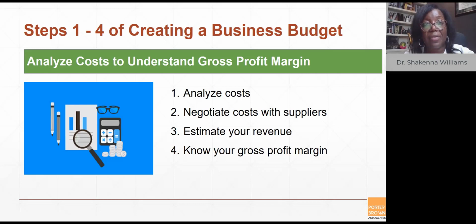Third, estimate your revenue. Many businesses failed in the past by overestimating revenue and borrowing more cash to meet operation expenses. This defeats the very purpose of creating a budget. To keep things realistic, it's a good idea to analyze previously recorded revenue. Let me say this again, previously recorded revenue.